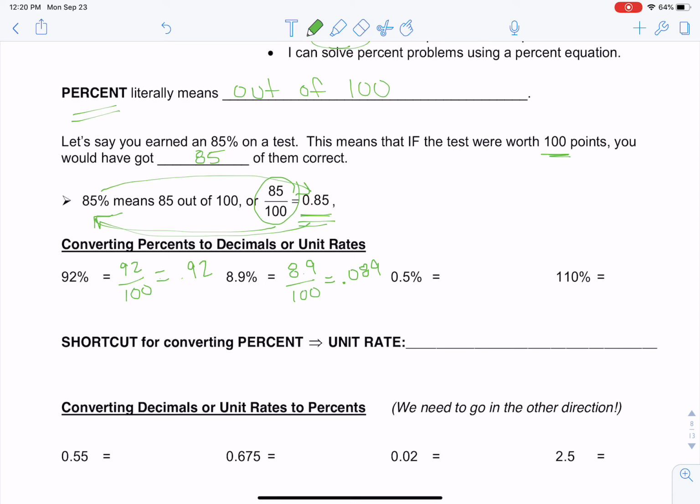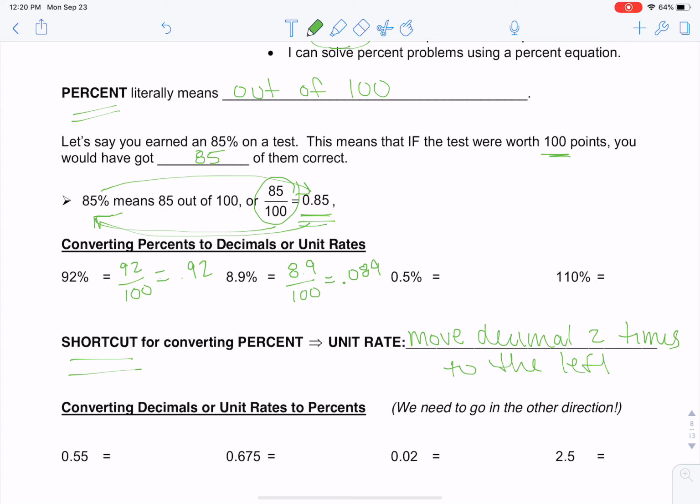Now let's think about an easier way to do this. If I don't even want to pull out my calculator, an easy shortcut would be to just move that decimal 2 times to the left. So let's go ahead and write that shortcut here. Move decimal 2 times to the left.